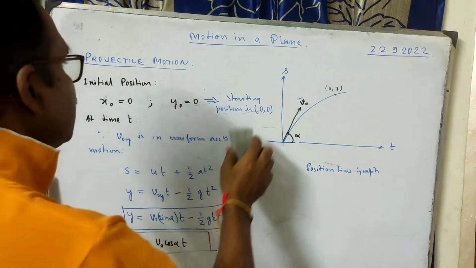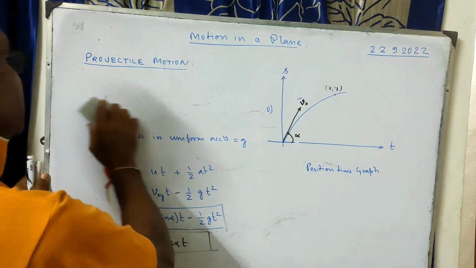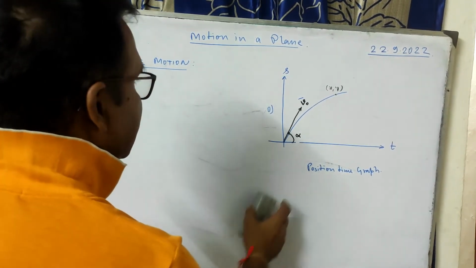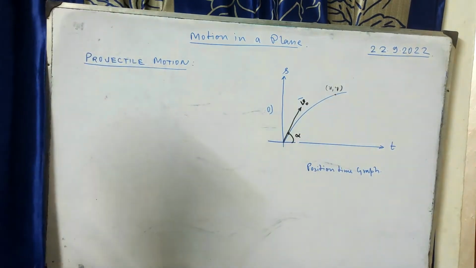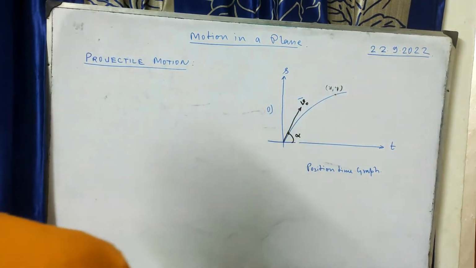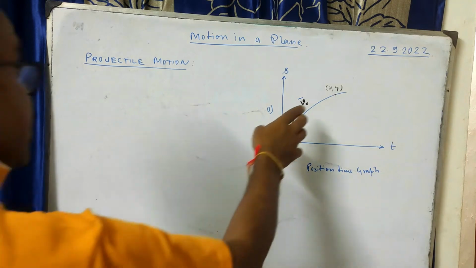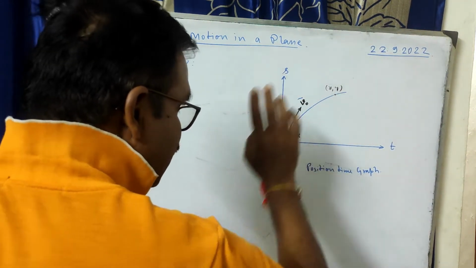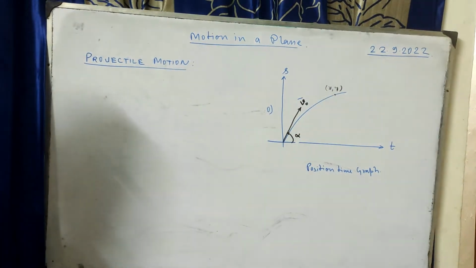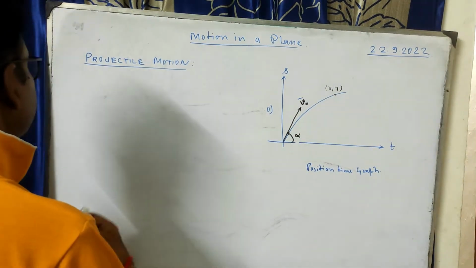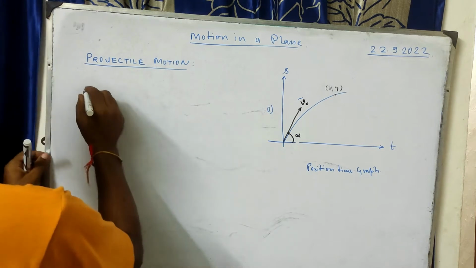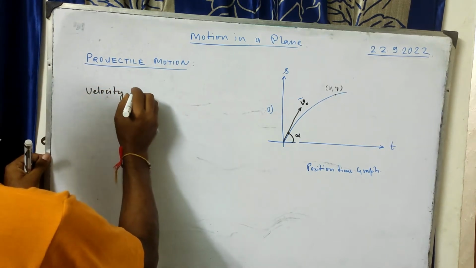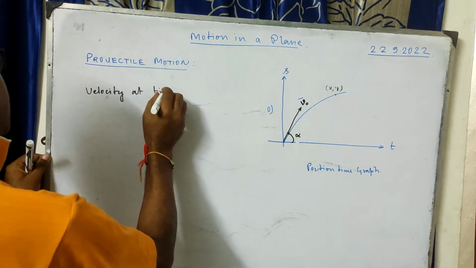Now next, what we have to discuss? We have to discuss about its velocity at any time t. I came to know the position, because x and y I know. Now at this position I want to find out the velocity. So we'll discuss the velocity at time t.